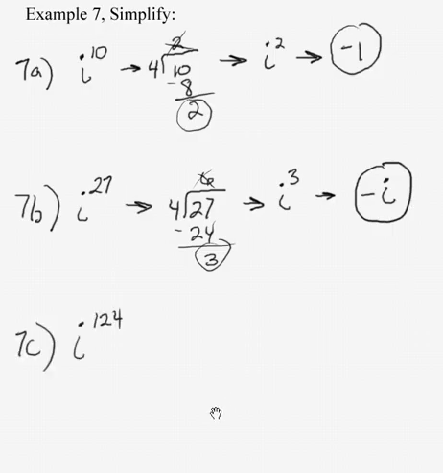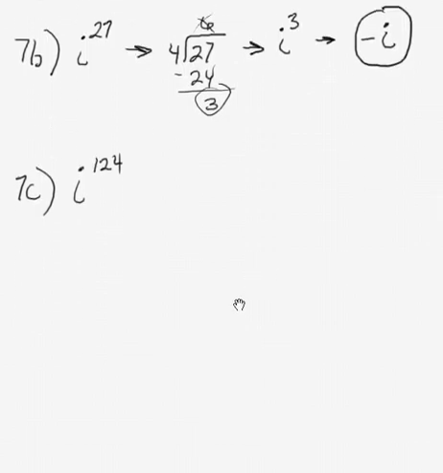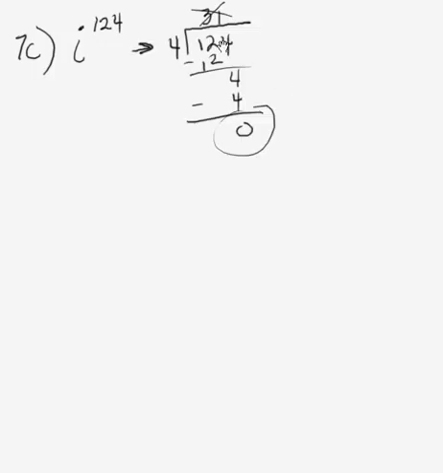Well, what if we go i to the 124th power? Rather than going around and around that icicle, let's take the exponent 124 divided by 4, throw away the quotient 31, look at the remainder 0, and that means that i to the 124th is the same as i to the 4th power, or just 1.